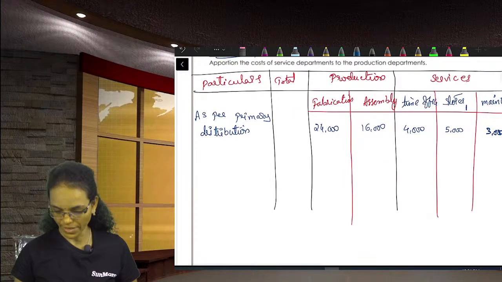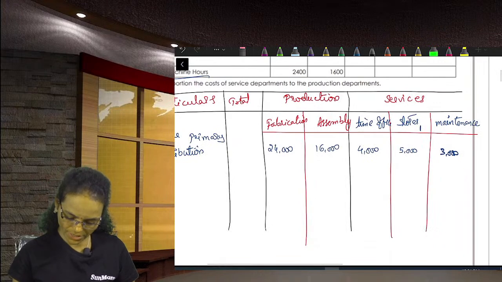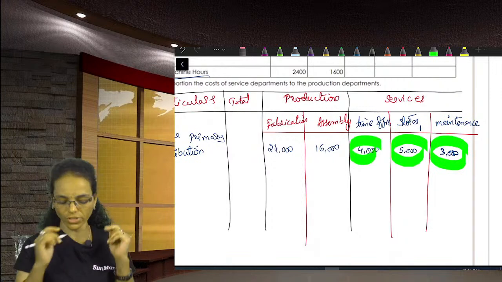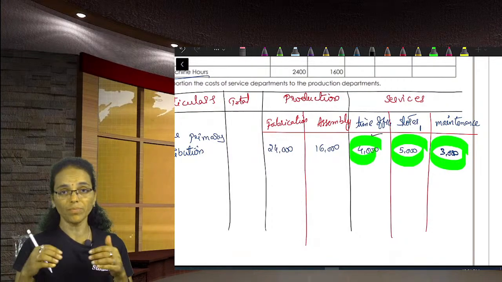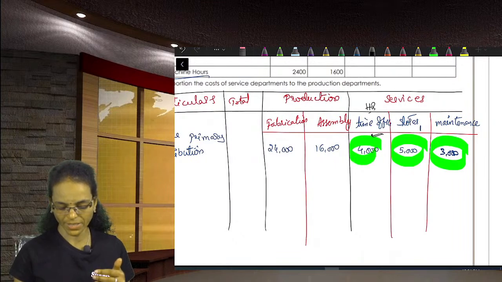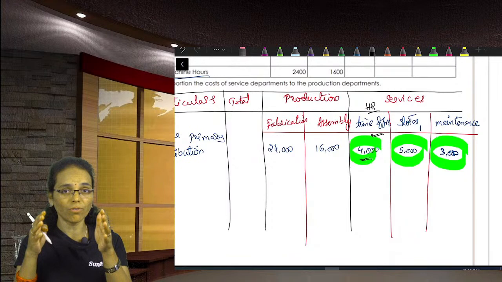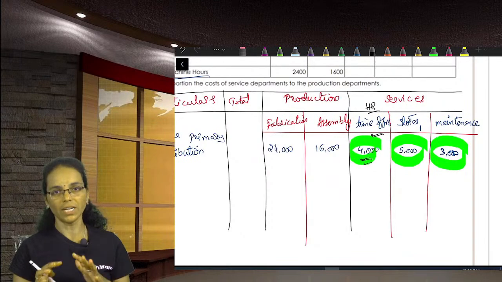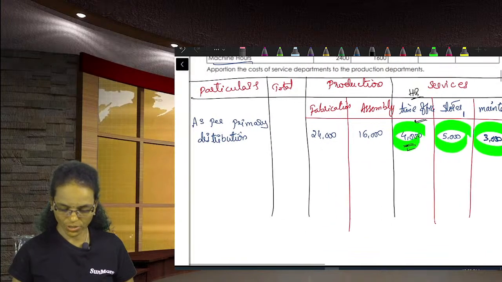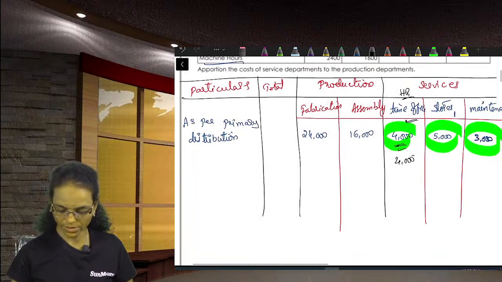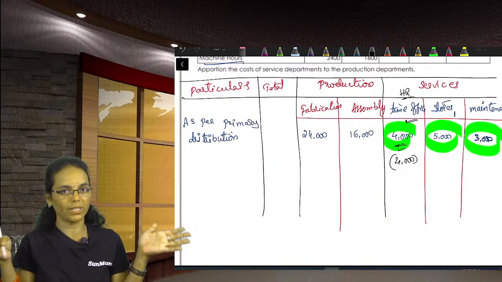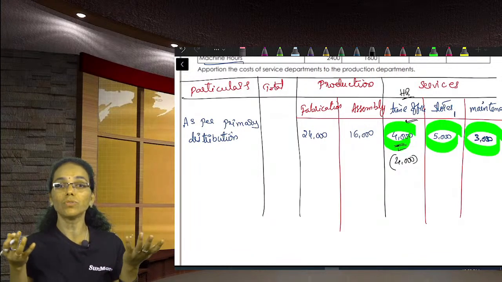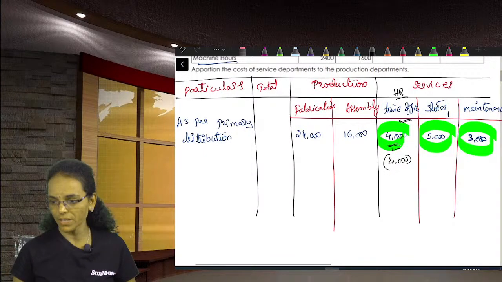Now come to secondary distribution. Secondary distribution is where these expenditures need to be distributed among the production departments. The first highest servicing department is the time office, that is the HR department, in simple language. This 4,000 rupees expenditure has to be distributed among all the departments except the HR department. So this 4,000 will be reduced here. It is giving its burden to other departments, not to its own department. On what basis is the HR department giving services? To employees, right? So on the basis of number of employees.